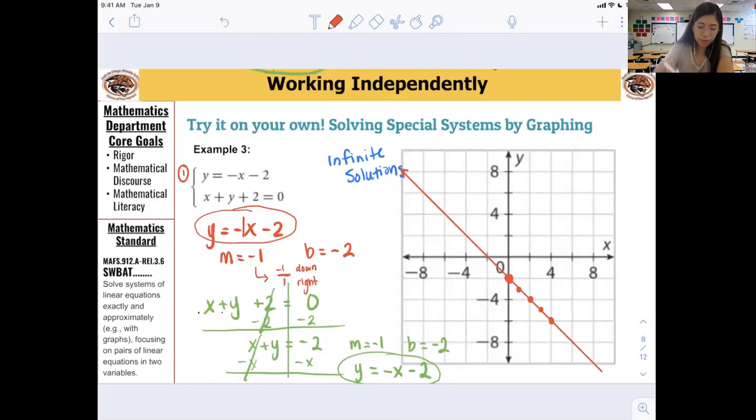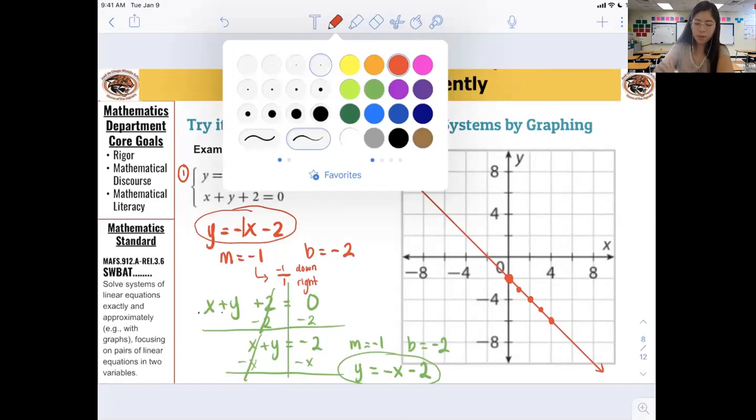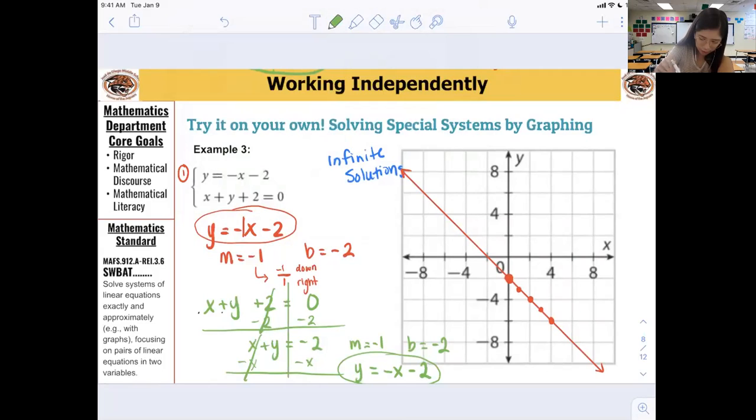And since we already know that they are the same line, I'm not going to do it again because it's just going to be one line on top of the other. Or I could just do my other line right on top. Infinite solutions.